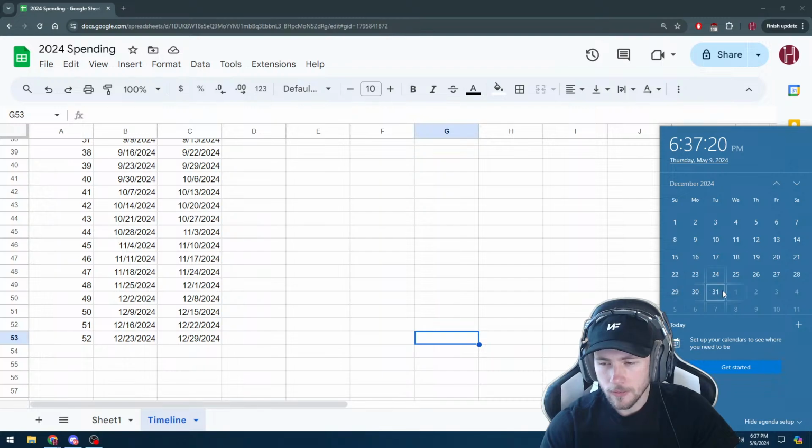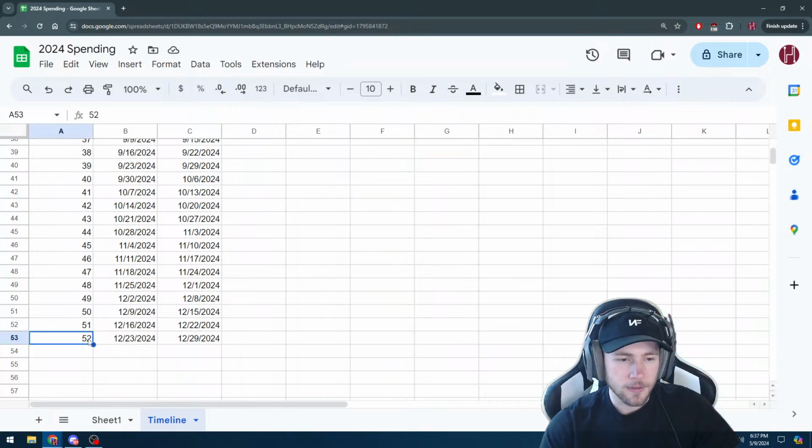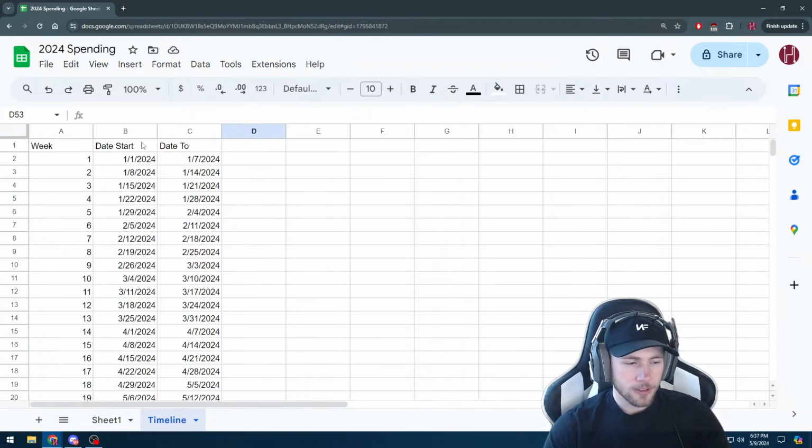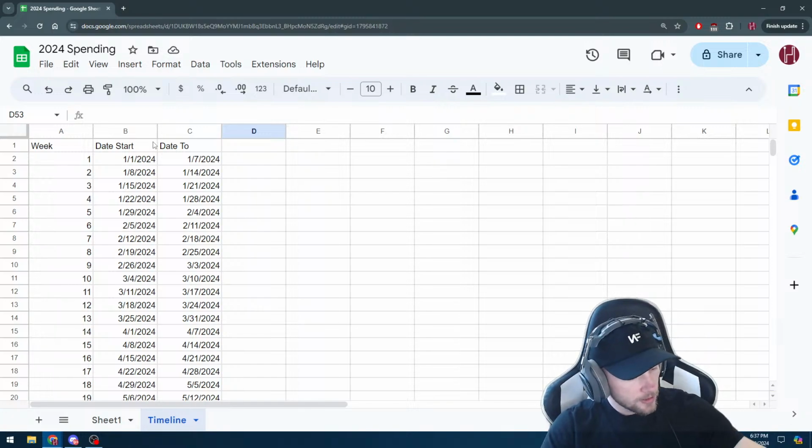There's leap year or leap day, and I guess there's an extra day. I mean, it's not exactly 52 weeks, so yeah, that all lines up perfectly. So now we can actually see what the dates are for these receipts.